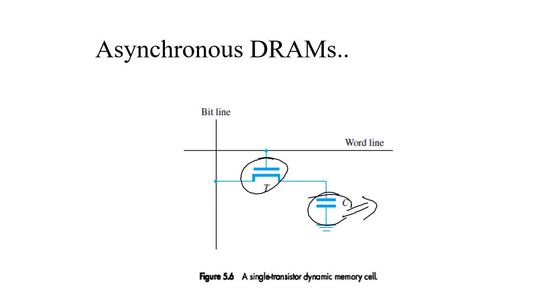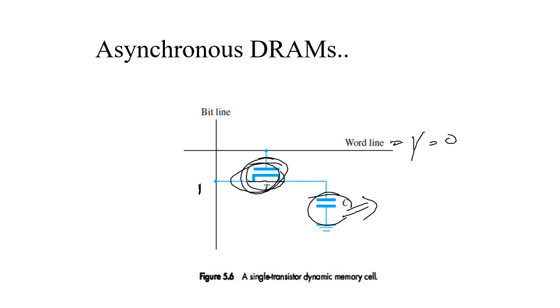So if you want to write one, or store one in the capacitor, then the word line will be enabled. When word line becomes 1, this transistor turns on, creating a short channel between the bit line and the capacitor. Whatever charge is present in the bit line will charge the capacitor. Once the capacitor is charged to its full extent, the transistor is turned off by driving the word line to 0.